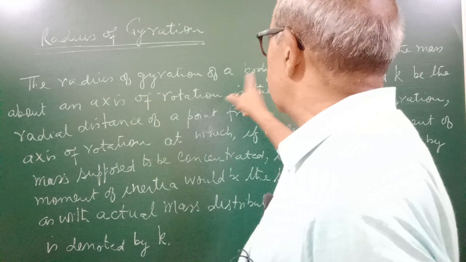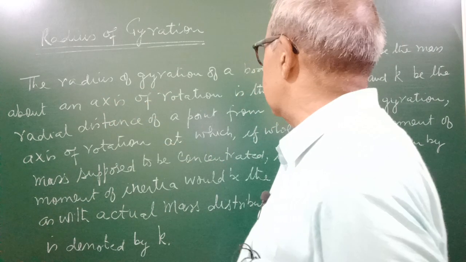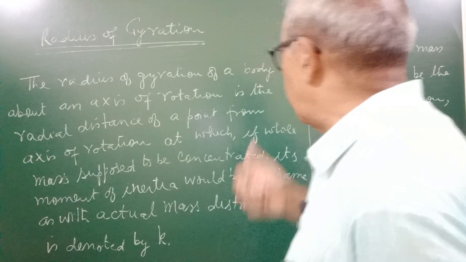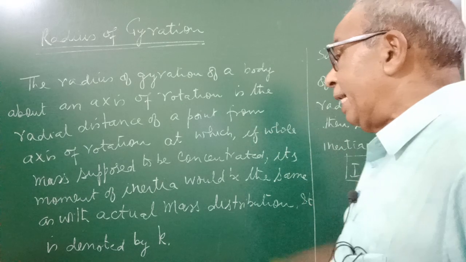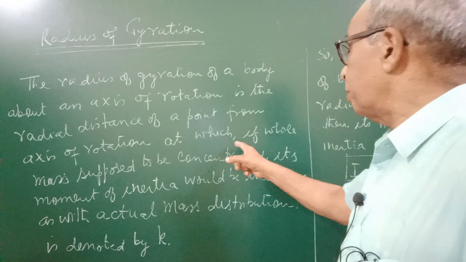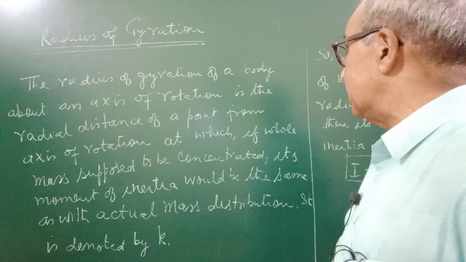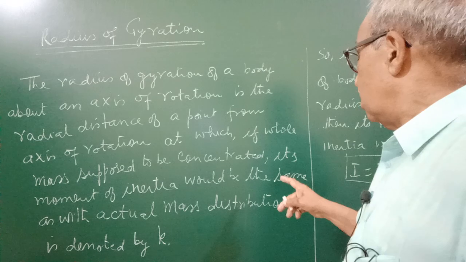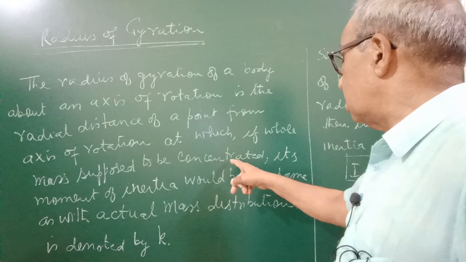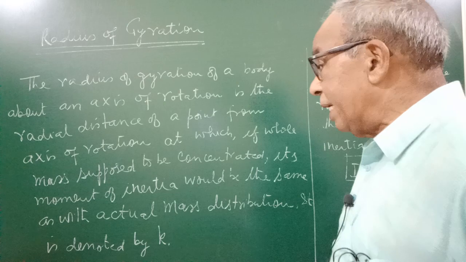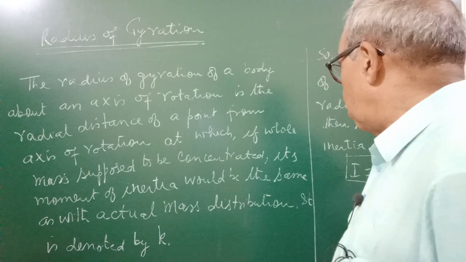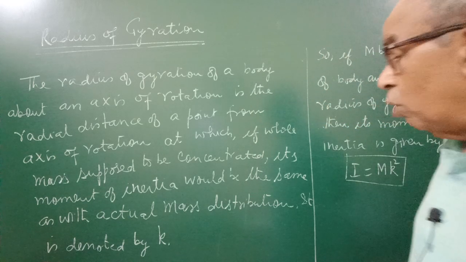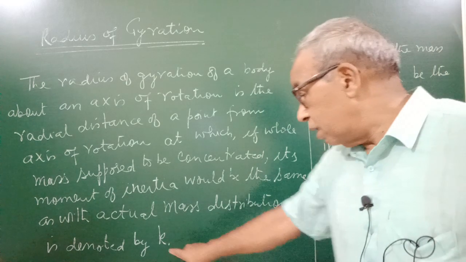So the radius of gyration of a body about an axis of rotation is the radial distance of a point from the axis of rotation at which, if the whole mass is supposed to be concentrated, its moment of inertia would be the same as with the actual mass distribution. So it is denoted by k, small k.